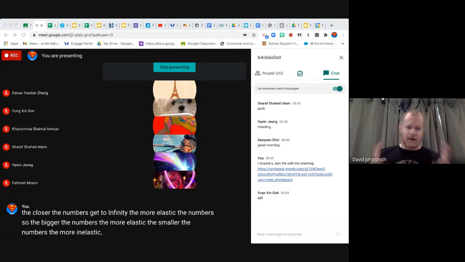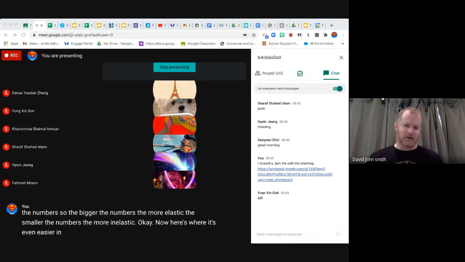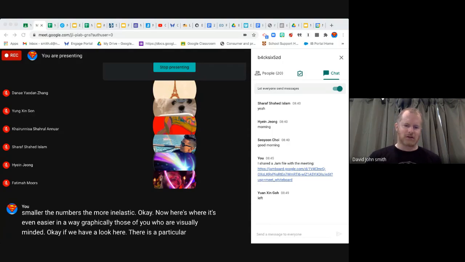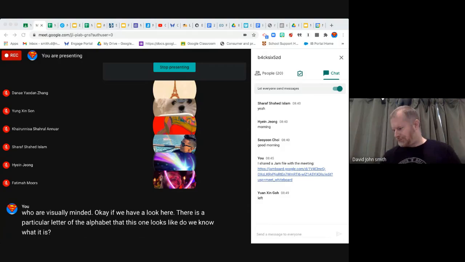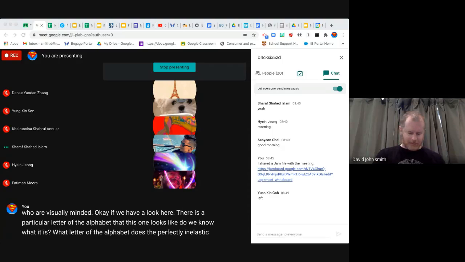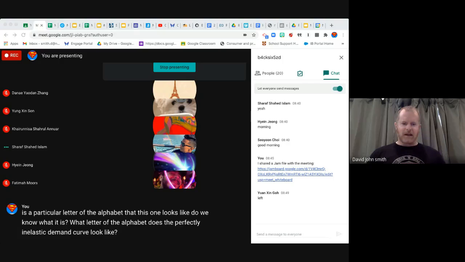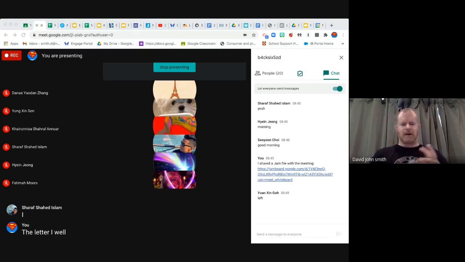Okay. Now, here's where it's even easier in a way, graphically, those of you who are visually minded. If we have a look here, there is a particular letter of the alphabet that this one looks like. Do we know what it is? What letter of the alphabet does the perfectly inelastic demand curve look like? I. It looks like the letter I. Well done. Like a capital letter I.